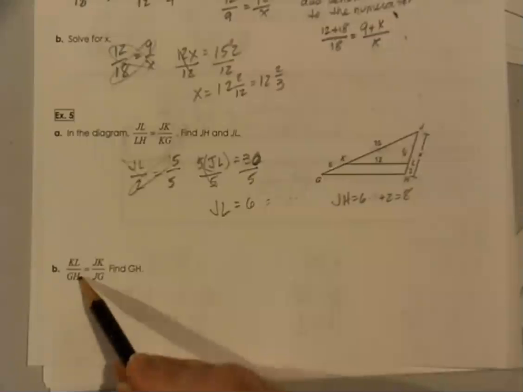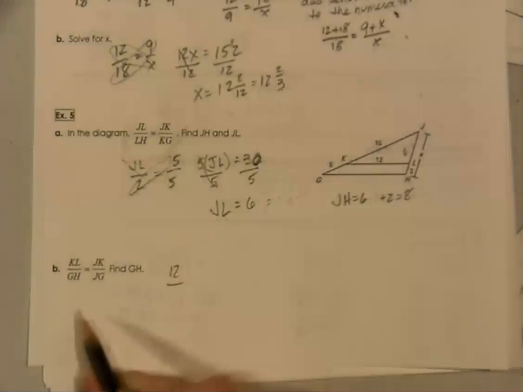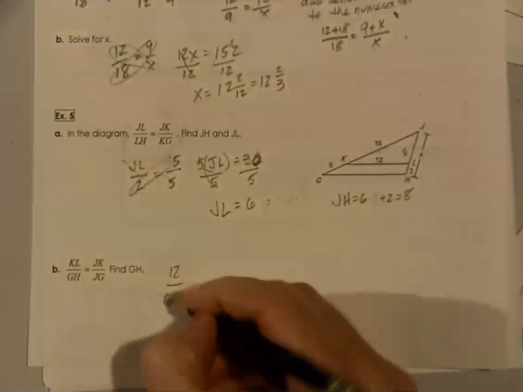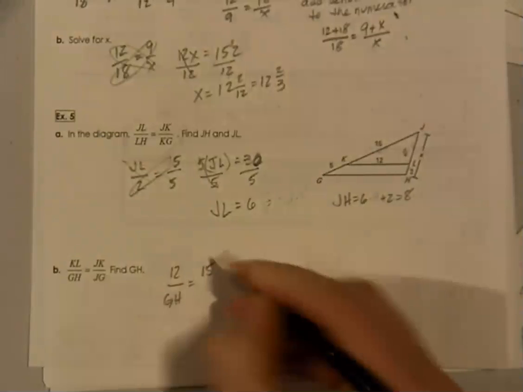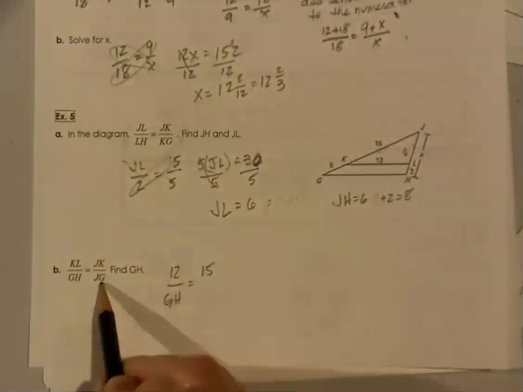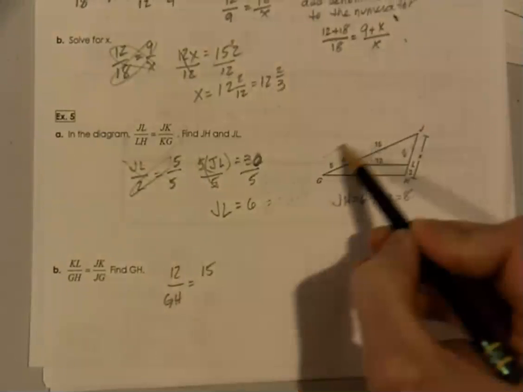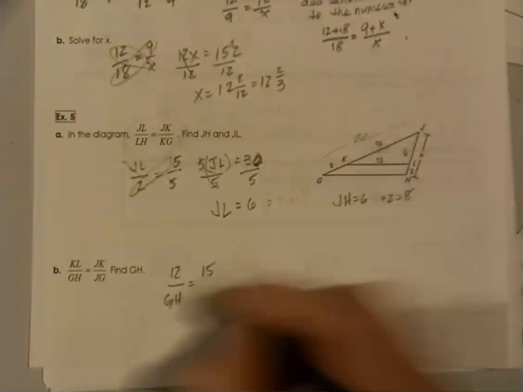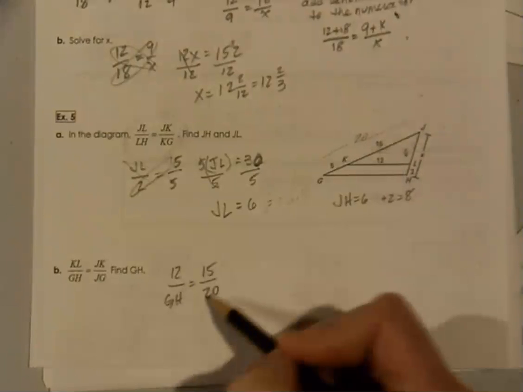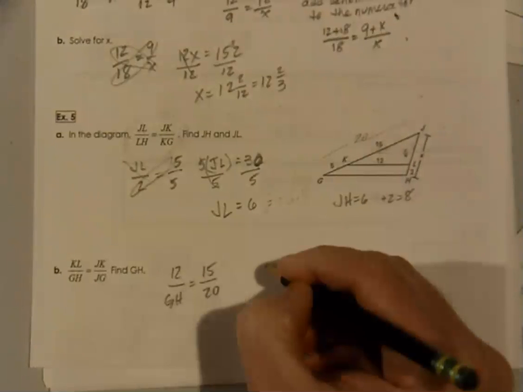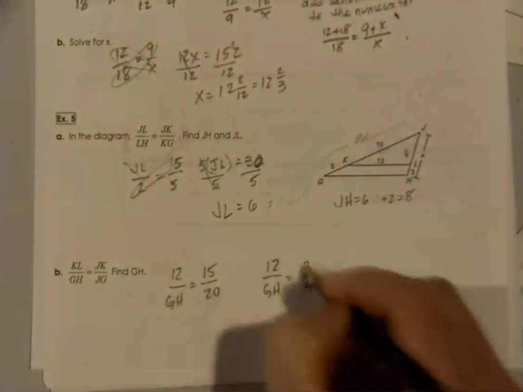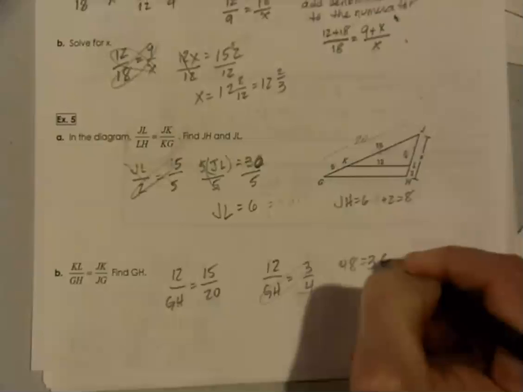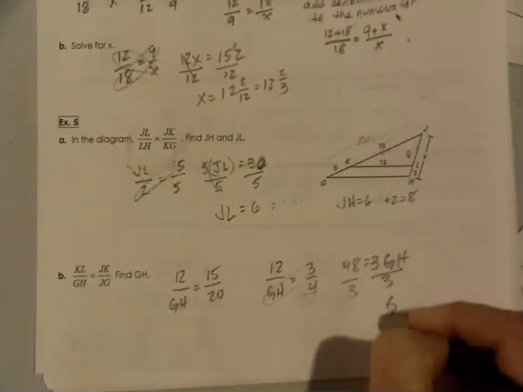Now we come over here, KL is 12. GH, that is our unknown. JK is 15. And GJ is 15 plus 5, which is a total of 20. Now, if you would like to reduce your fraction, because you don't want to do 12 times 20. So we have 12 over GH equals 3 over 4. Cross multiply, and we get 48 equals 3 GH. Divide by 3, and GH, here's our 16.